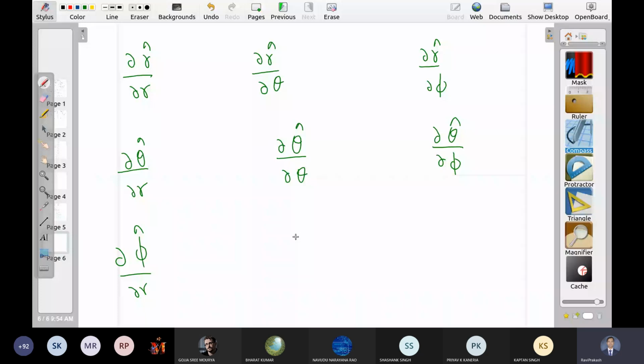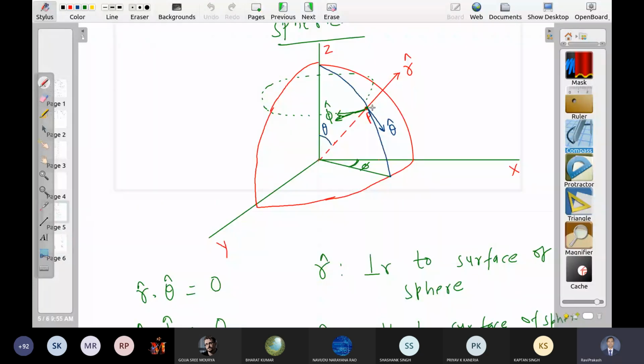So one way is, as we have done previously, let us say I want to calculate del R cap by del theta. Find the change in R cap when you go along theta. You can do it, but now it is not that easy because it's a 3D diagram and you are making it on a 2D paper. So you will have to imagine a lot. It is not impossible, but it is difficult here.